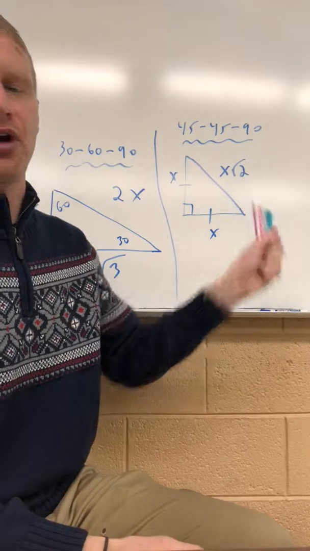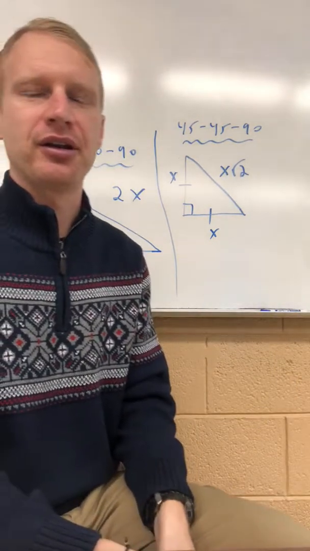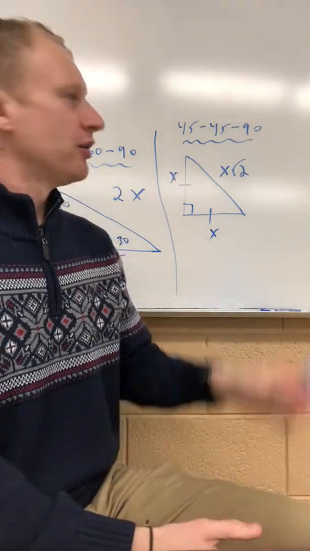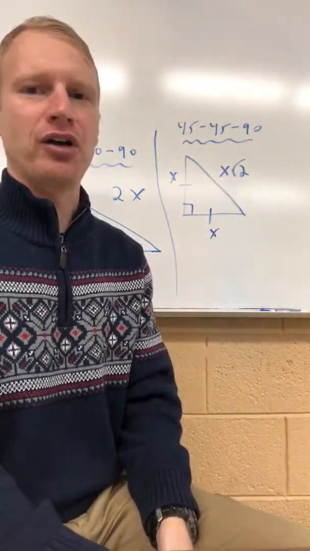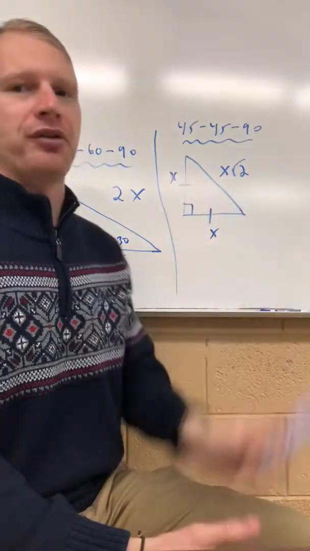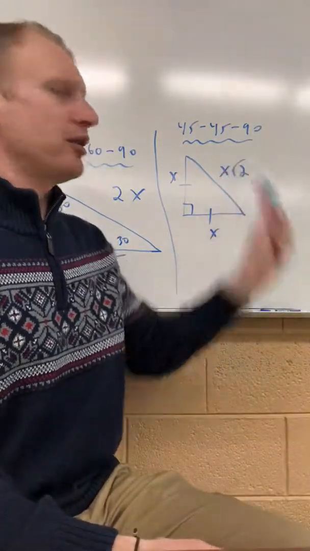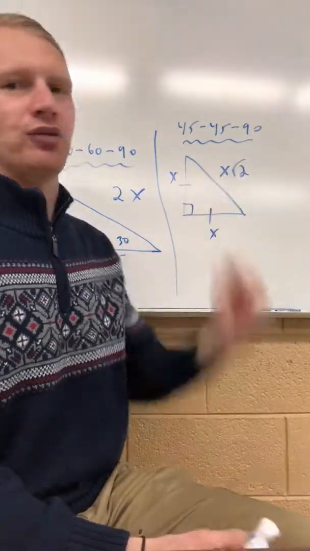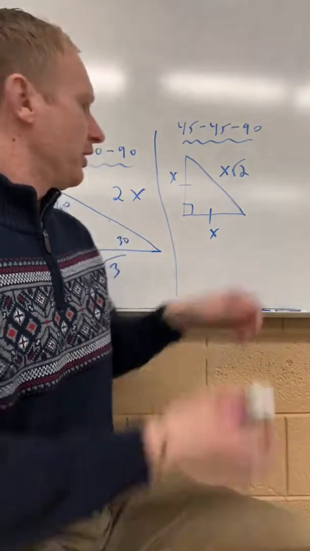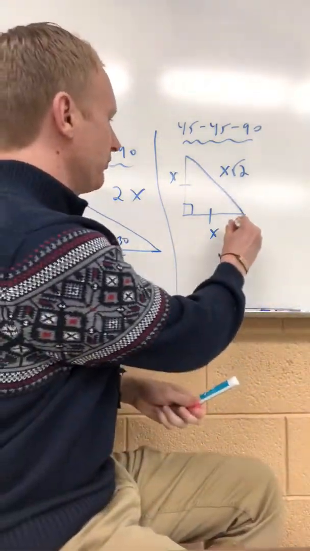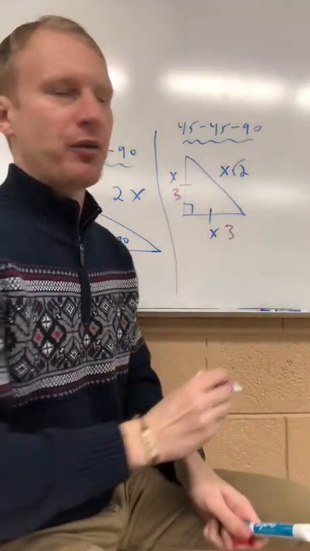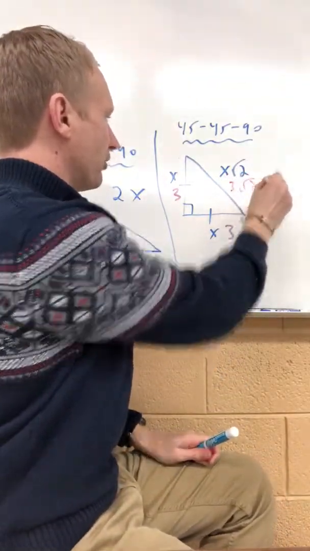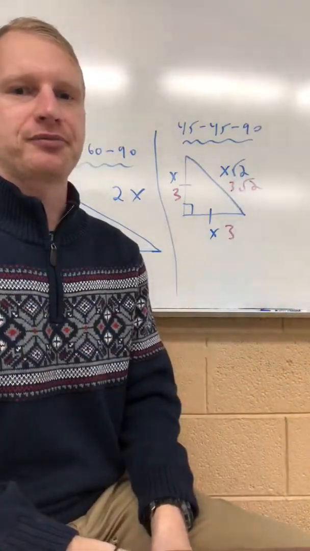So we're actually going to start talking about this one because that one's a little bit easier to understand. In a 45, 45, 90 degree right triangle, these two sides are both the same, and the hypotenuse is whatever this side is times the square root of 2. So if, for example, this is 3, and that's 3, then we know the hypotenuse is 3 times the square root of 2. It's that simple.